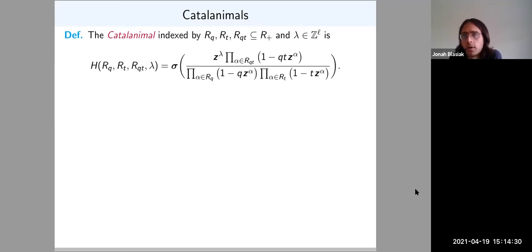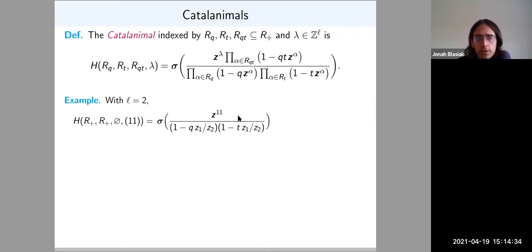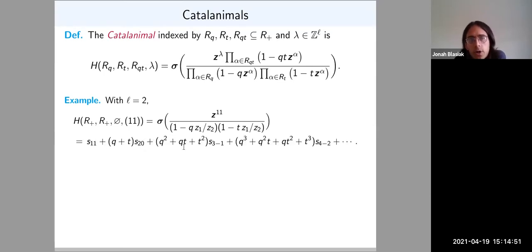Okay, so let's just give a few small examples of this. So when L is 2, here's one example. And then we can just expand this as a series if we like. So expand these denominator factors as series and then take the Schur function straightening, and what we get is this. This is without the polynomial truncation. Okay, and if you want to take the polynomial part, it's just these first two terms here.